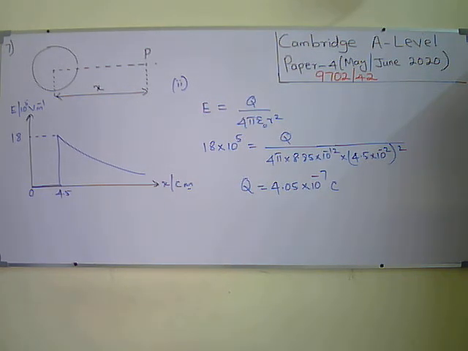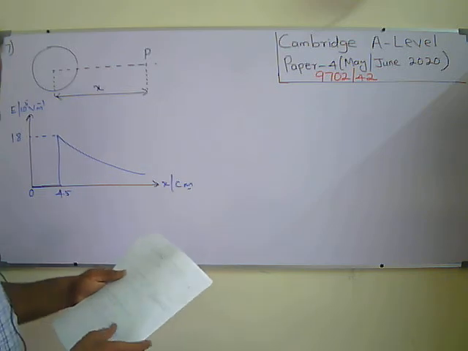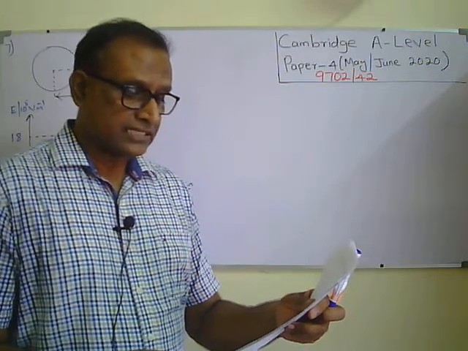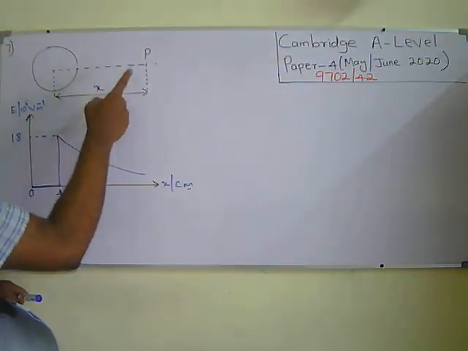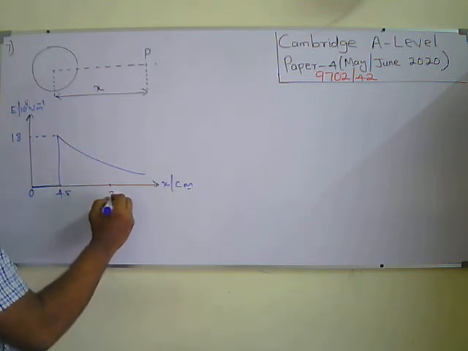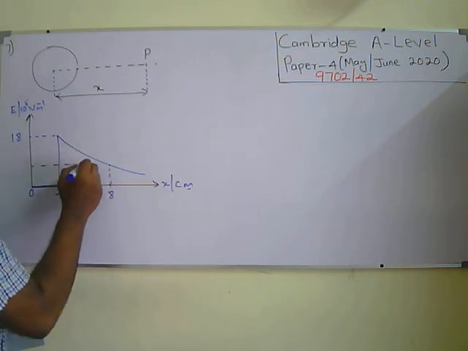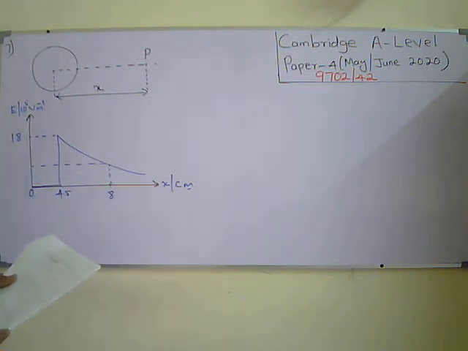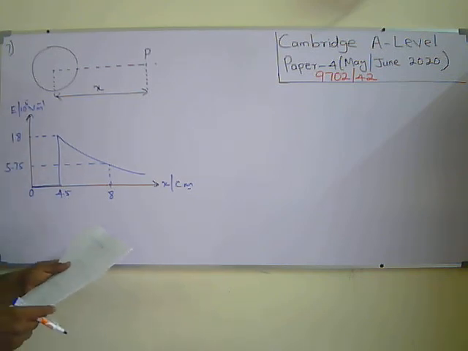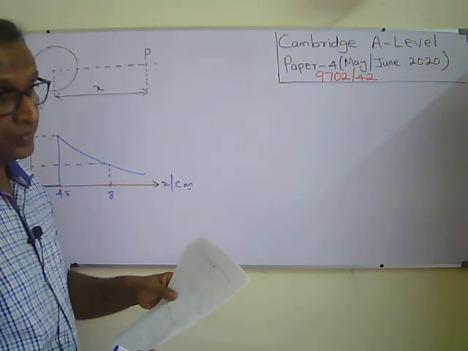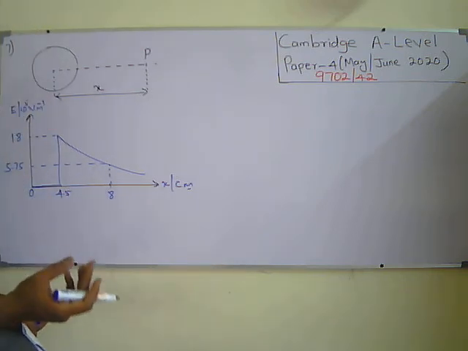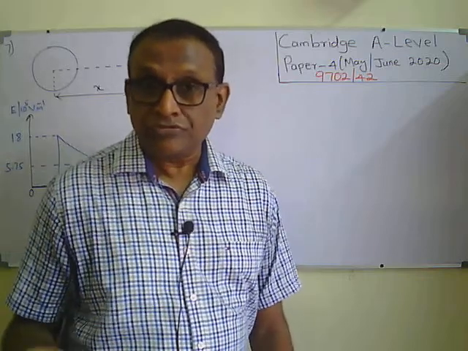Okay, so C part. An alpha particle is situated a distance 8 centimeter from the center of the sphere. So 8 centimeter from the center of sphere. You can read from the graph, get the value of electric field strength at 8 centimeter, right? Read it from the graph. So at 8 centimeter, the electric field strength, you will get 5.75 times 10 to the power 5. The question is, calculate the acceleration of the alpha particle when it is kept at 8 centimeter from the center of the sphere. So acceleration means, you know, F equal ma. I need to find the force first.